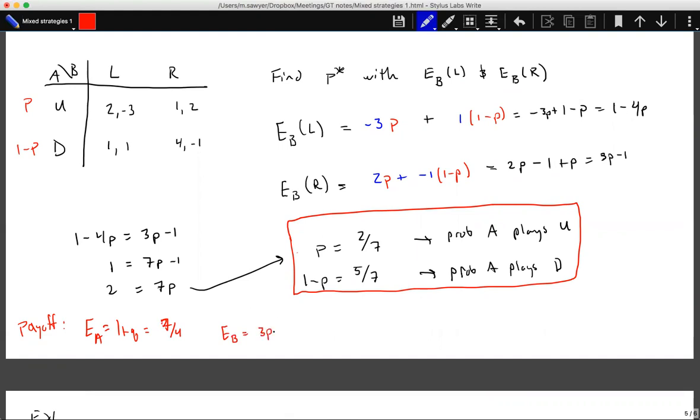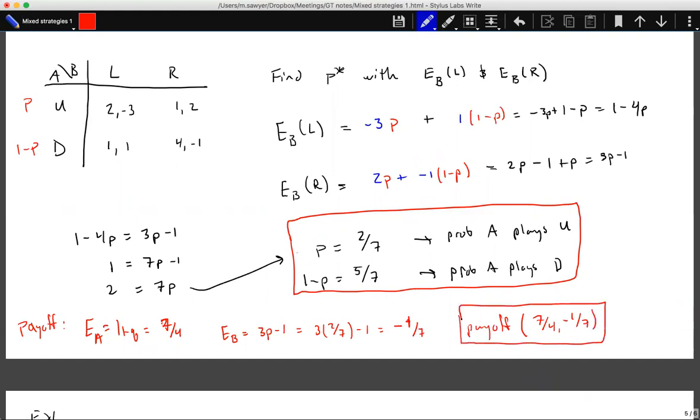And the expected value for B, we expect that to be, let's say, 3p minus 1. So substitute in P. So we get 3 times 2/7 minus 1. So this gives us 6/7 minus 1. So we get negative 1/7. So our payoff we expect to get is 7/4 for A and negative 1/7 for B for our expected payoff.